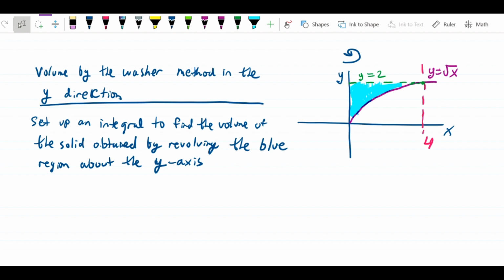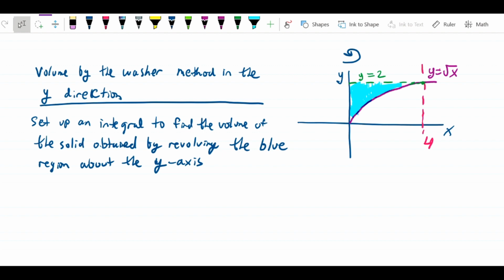Okay. The next variation is we want to obtain the volume of a solid of revolution that involves revolving a region around a vertical axis instead of a horizontal axis. If you notice, we've been revolving only around horizontal axes, whether it's the x-axis or other horizontal lines. So what we're going to do is take this blue region and revolve it around the y-axis.